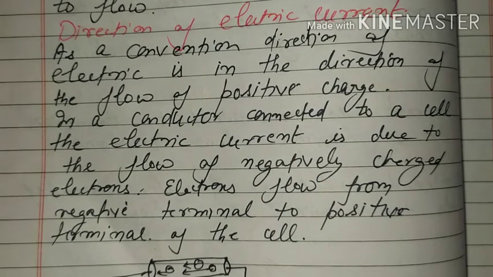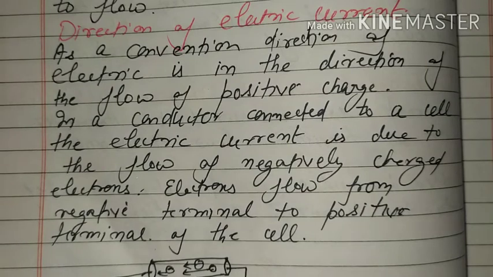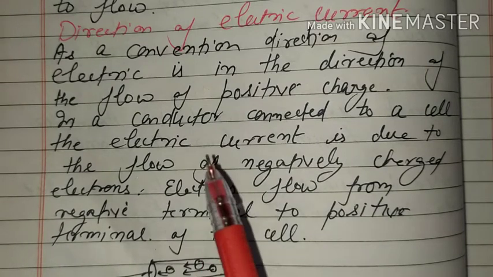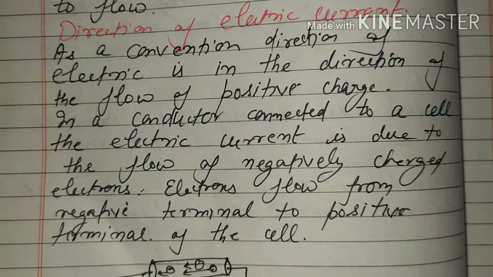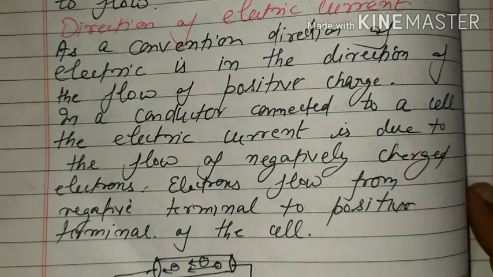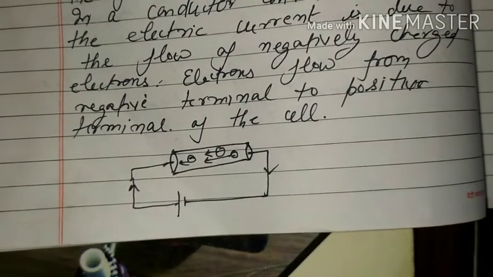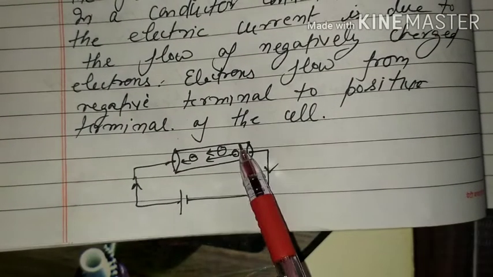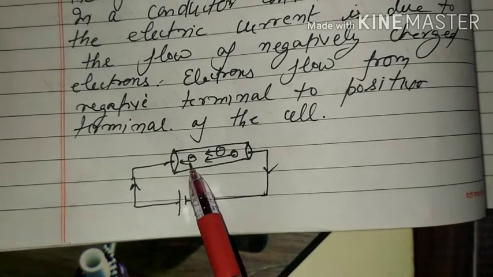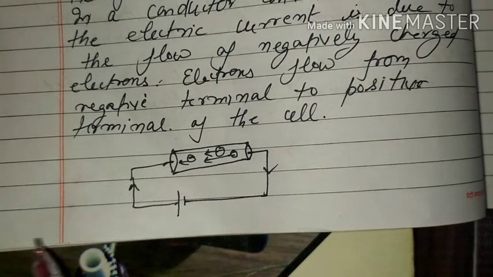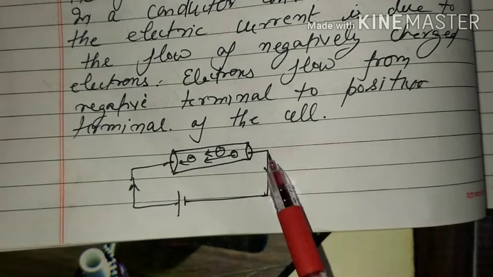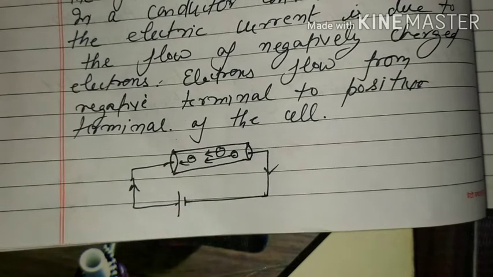But when we say a potential difference is set up or a battery is connected to a conductor, then the current is due to the flow of negatively charged electrons. That is only conventional, due to positive flow. So here we write: this is the conductor, this is the battery, the negative charge flows toward the positive.